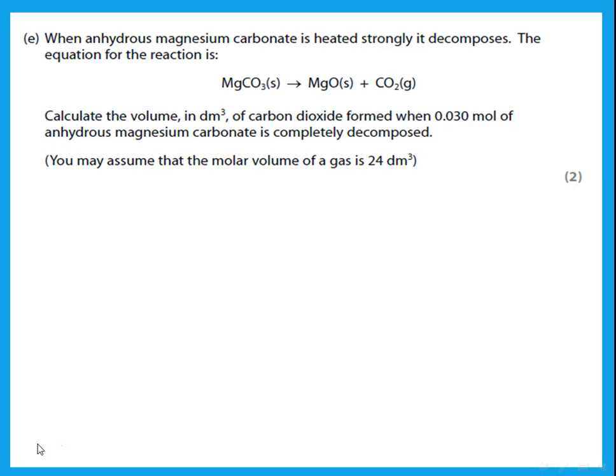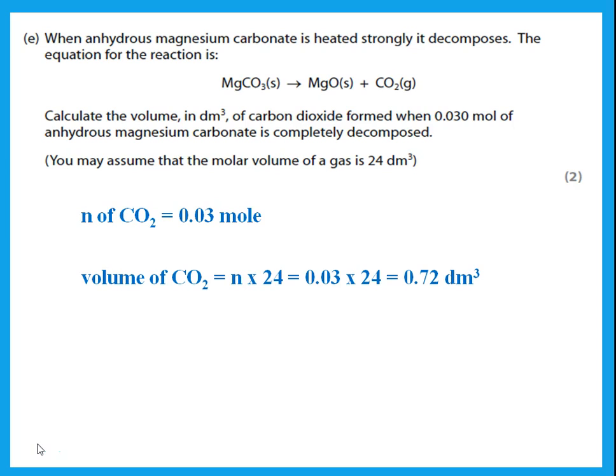So he's saying I'm starting with 0.03 mole of magnesium carbonate. So the first thing I need to do is get the number of moles of CO2 by relating it from the equation. The equation tells me if 1 mole of magnesium carbonate, then I get 1 mole of CO2. That means that the number of moles of CO2 is the same as that of magnesium carbonate. And then, now that I know the number of moles, he wants volume. Volume is number of moles times 24, and that is 0.72 decimeter cubed.